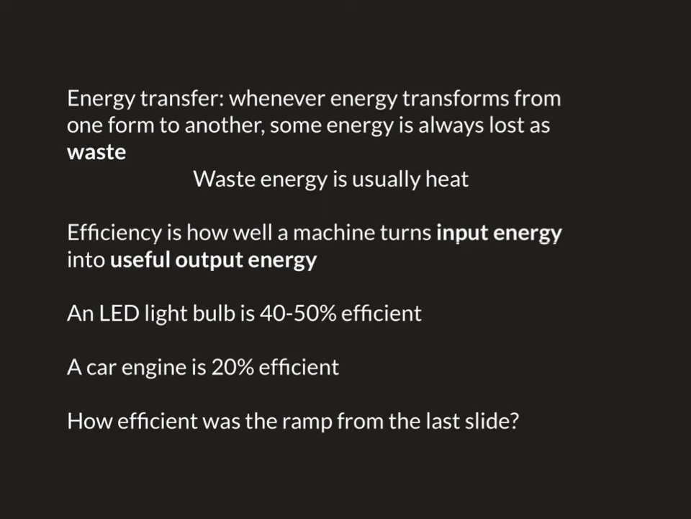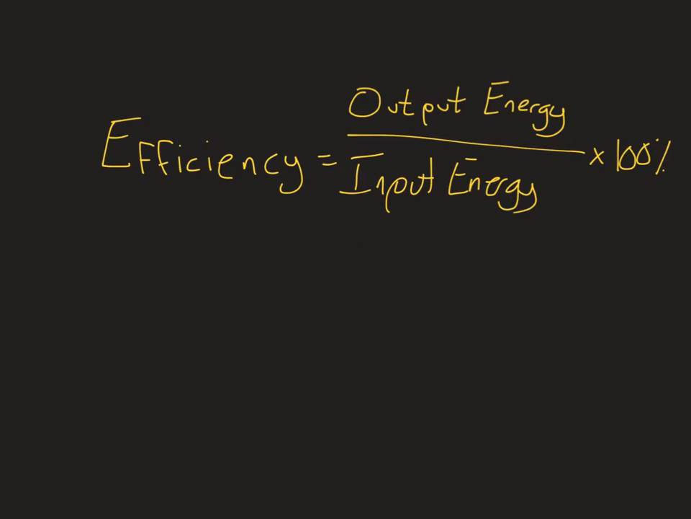So let's take a second and think about how efficient the ramp from the slide before this was. Now, to figure that out, we're going to get our last formula of the entire Science 10 year, which makes me so happy. We don't have to learn any more formulas. And it's this formula right here. The efficiency of an object or a machine is equal to its useful output energy divided by the input energy. So how much energy did I give the machine versus how much did it give me? Okay. And then from there, we do that division and then we multiply by 100%.